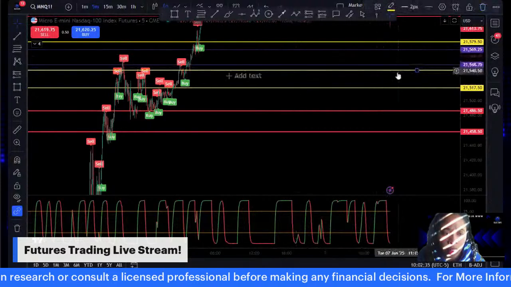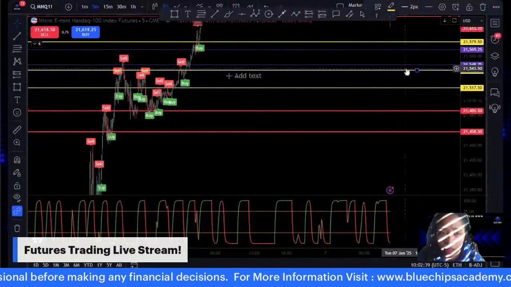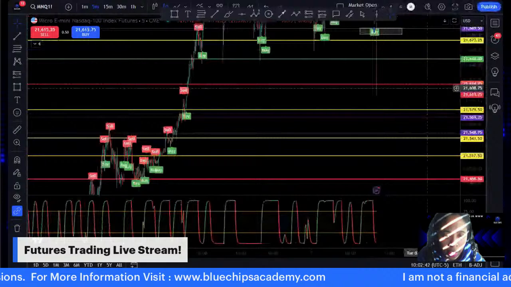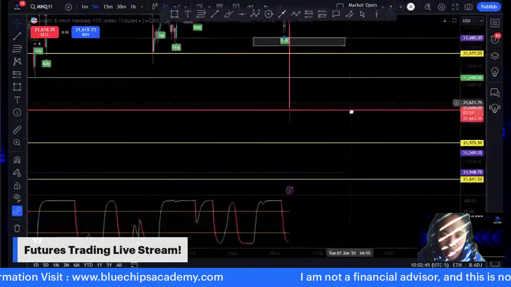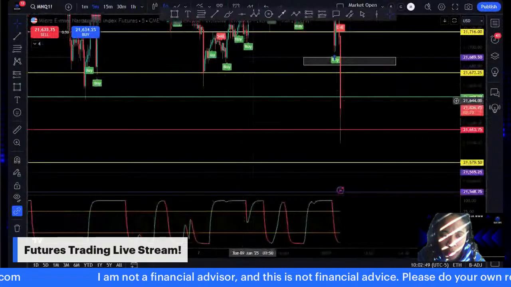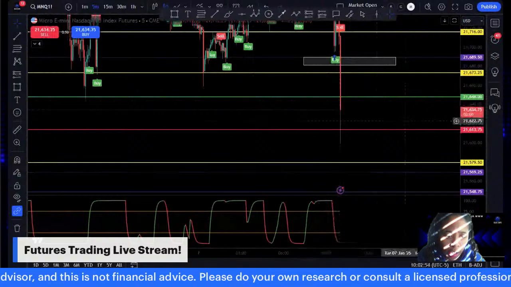We could probably come down to this level here, possibly even this one, but we could probably still come down to this level. So we'll see, because it's a lot of momentum coming out of that candle right there. A lot of momentum, and it broke these two pivotal areas here. But look at this wick right here, guys. This is why you got to be careful.